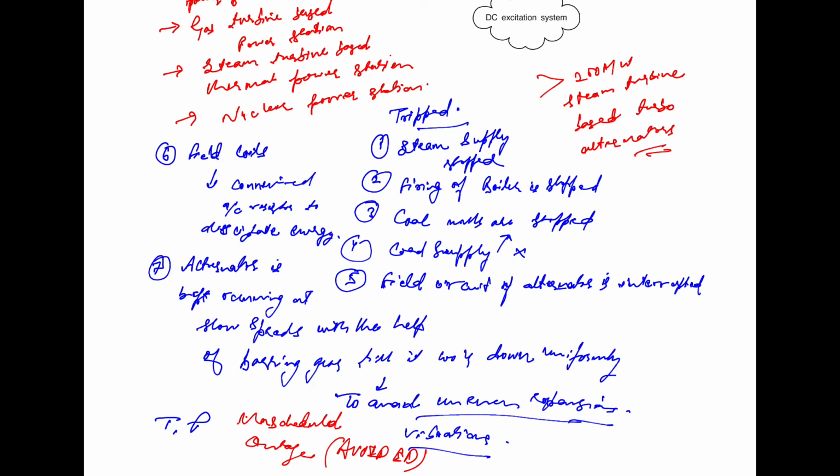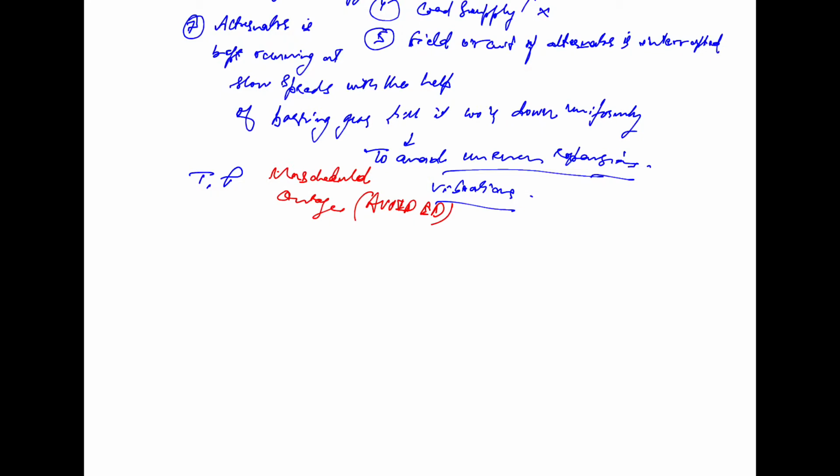So we have to keep in mind that the modern large turbo alternators are a huge mass rotating at a very high speed, nearly 3000 rpm, in a very small air gap.